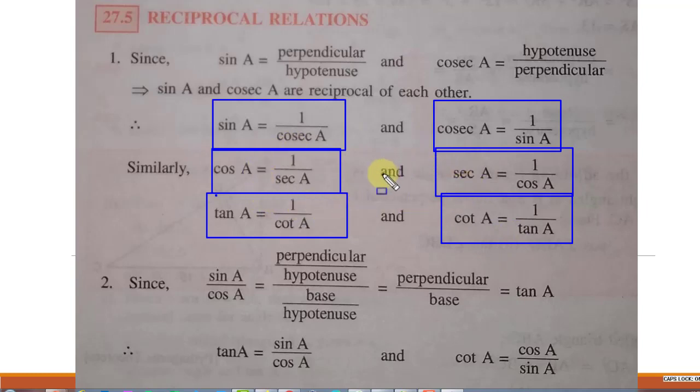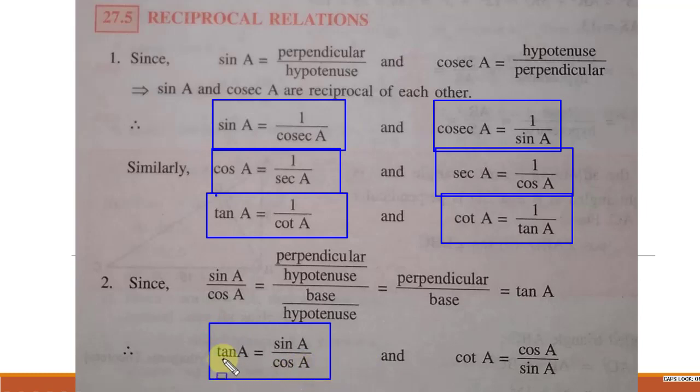Very, very important. Please note down. Next, the second point: sine A is equal to perpendicular by hypotenuse, and cos A is equal to base by hypotenuse. If we take sine A by cos A, perpendicular by hypotenuse, whole divided by base by hypotenuse, then hypotenuse cancels. What is left? Perpendicular by base. And perpendicular by base is tan A. It means tan A is equal to sin A by cos A.